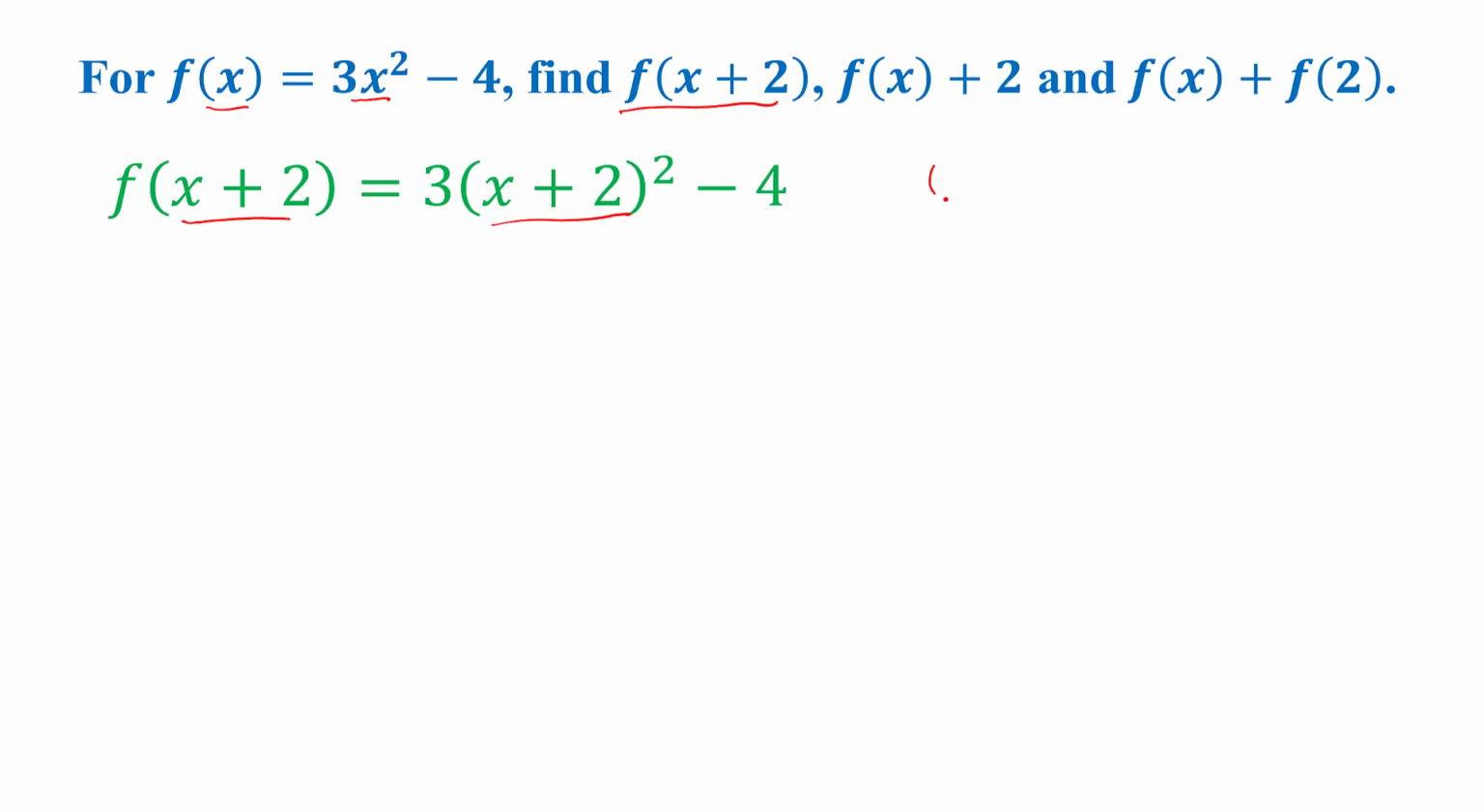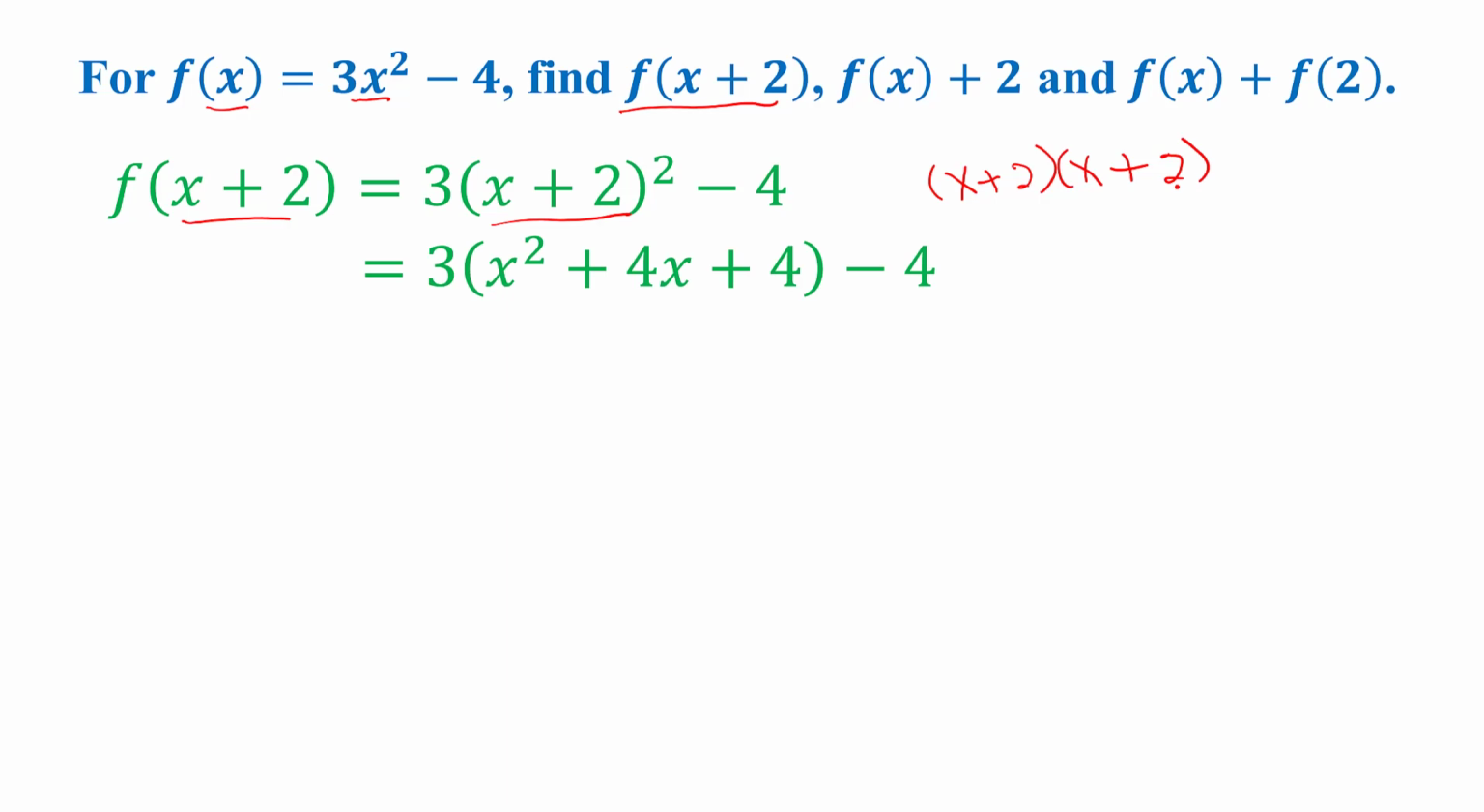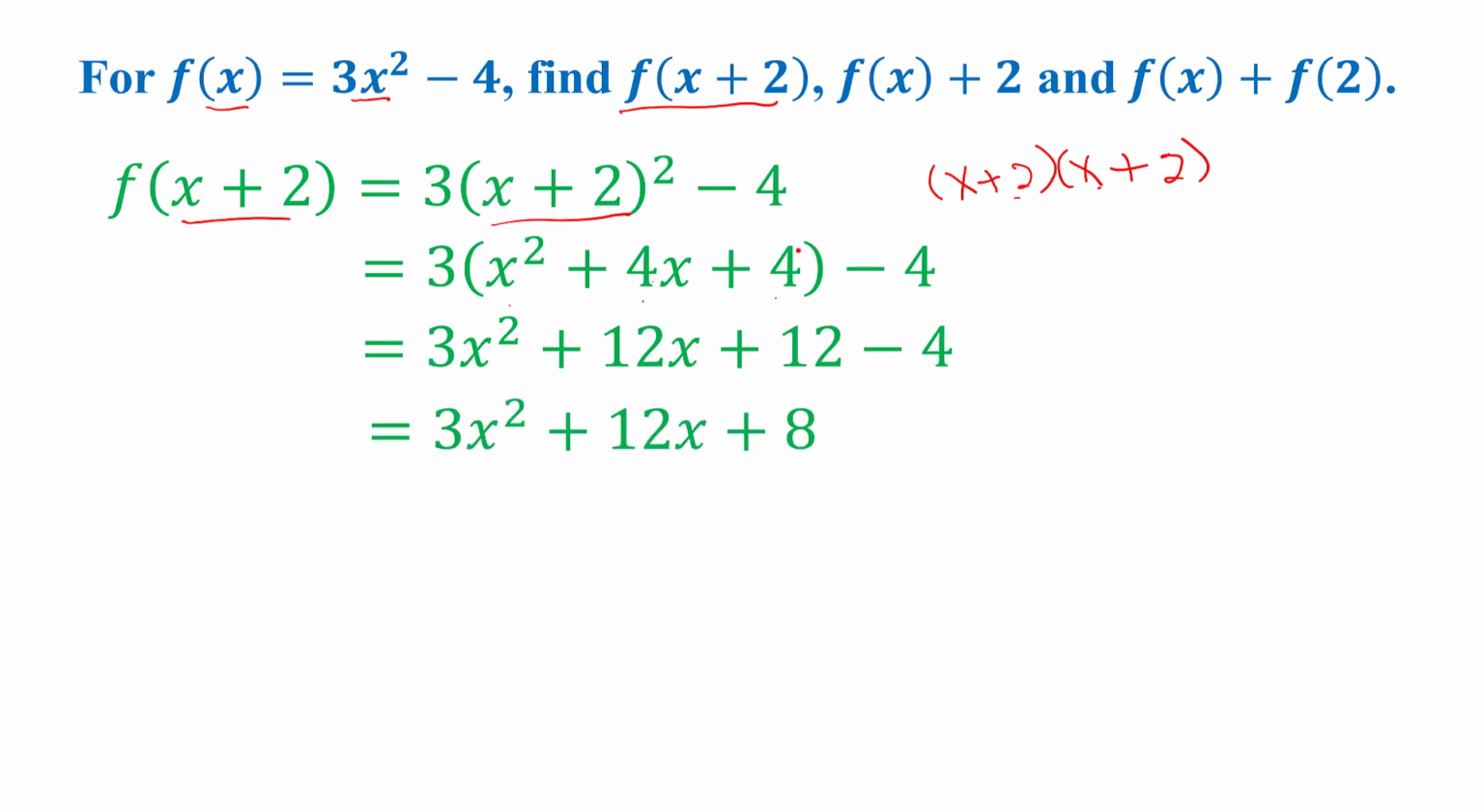(x + 2)² is the same as (x + 2) times (x + 2), which, if you remember foiling from intermediate algebra, is x² + 2x + 2x + 4, giving us x² + 4x + 4. Now distributing our 3 through x² + 4x + 4, we have 3x² + 12x + 12 − 4. We can simplify one step further: 12 − 4 is 8. We end up with 3x² + 12x + 8 here.